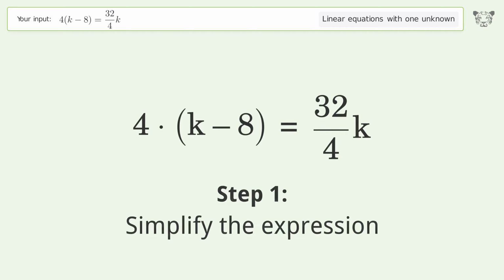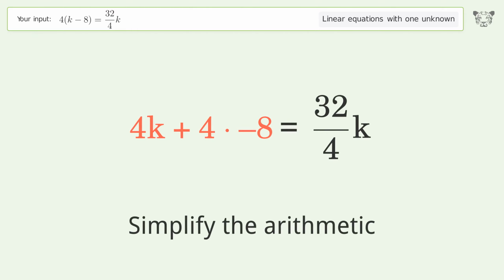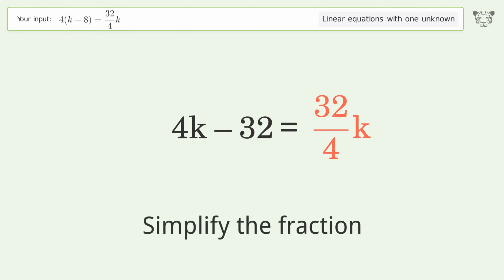Simplify the expression. Expand the parentheses. Simplify the arithmetic. Simplify the fraction.